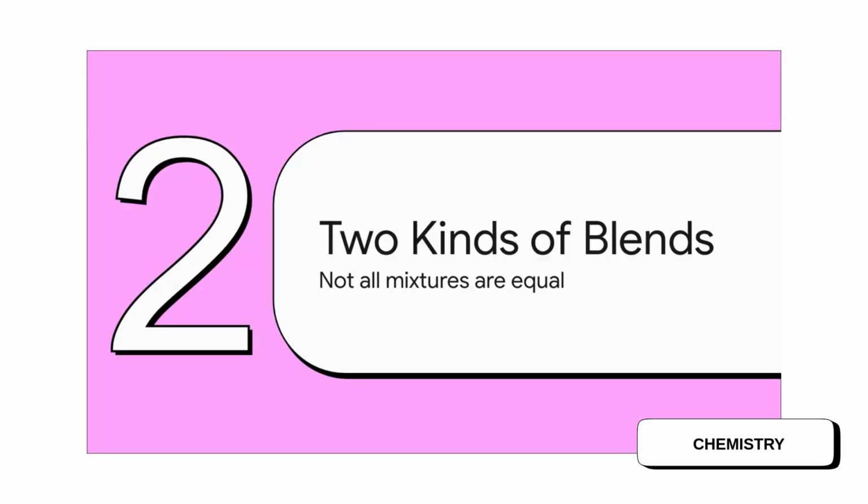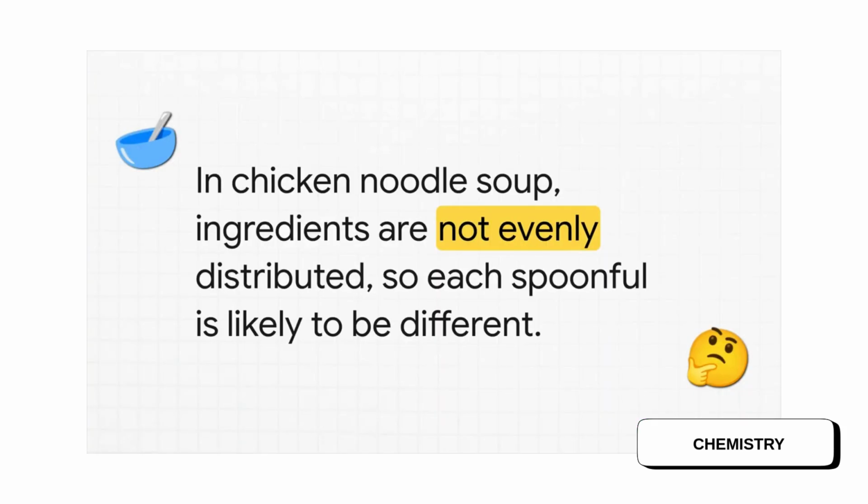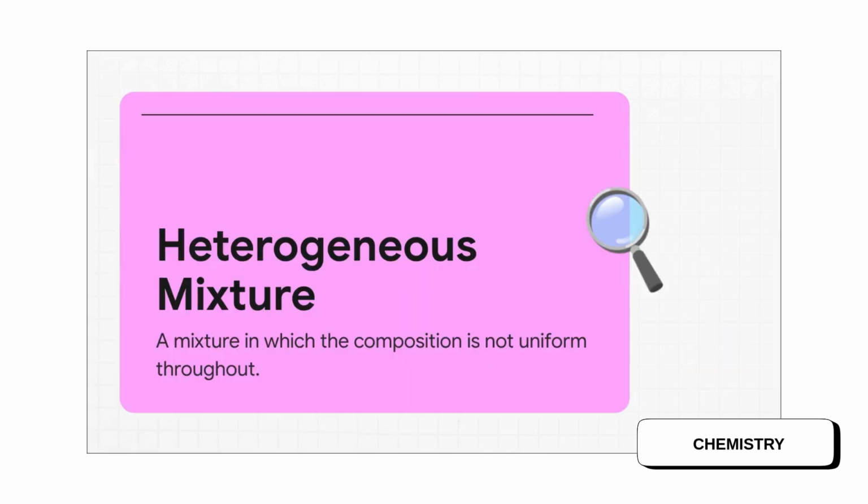All right, and this is where it gets really interesting. It turns out that not all mixtures are blended in the same way. Depending on how all those components are spread out, we can split them into two main categories. First up, let's go back to that chicken noodle soup. Think about it. In one spoonful, you might get a bunch of broth and maybe one noodle, but the next spoonful, you might get a big chunk of chicken. The point is, the composition is not the same all the way through. It's totally uneven. So the fancy scientific name for this kind of uneven mix is a heterogeneous mixture.